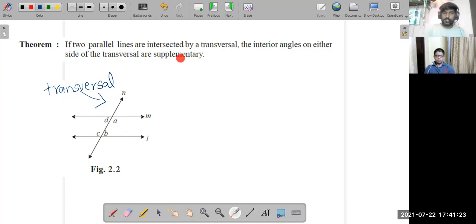That means this theorem says if two lines are parallel to each other and you have a transversal intersecting both the lines, then the interior angles that are formed are supplementary. First, can you tell me the two pairs of interior angles here?